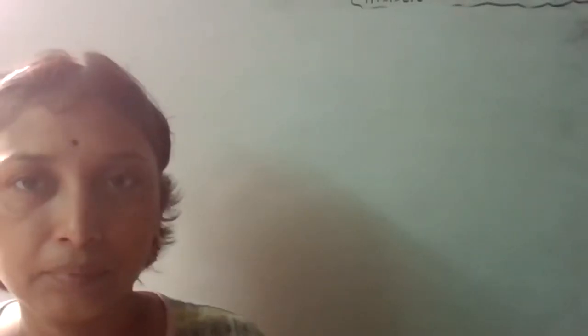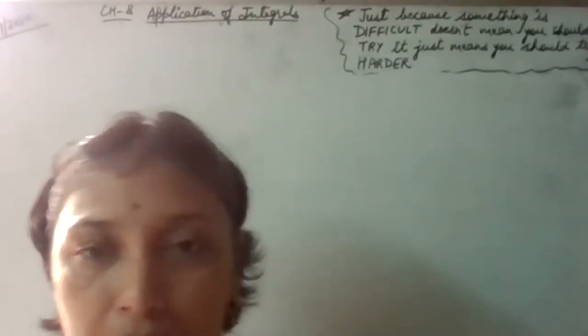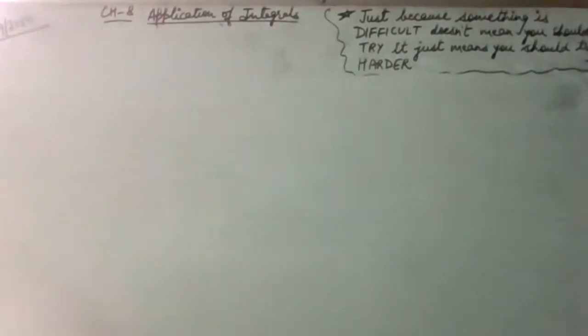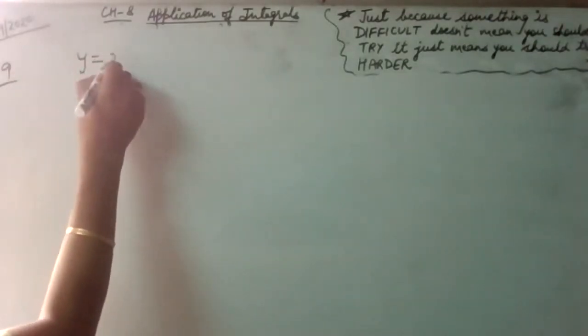Several times in both. So let's just look at that. Question number 9. So we are taking this one. It is based on intersection of parabola and line. Find the area of the region bounded by the parabola y equal to x square.